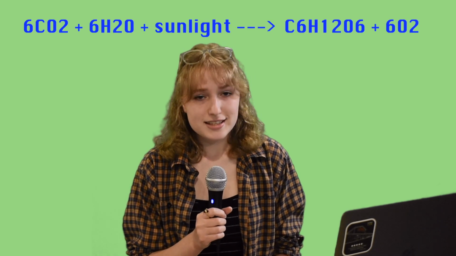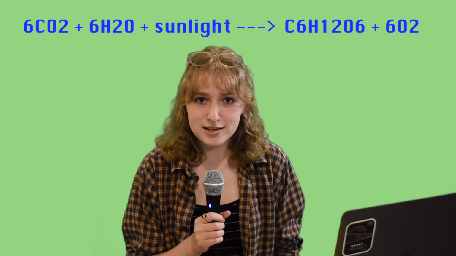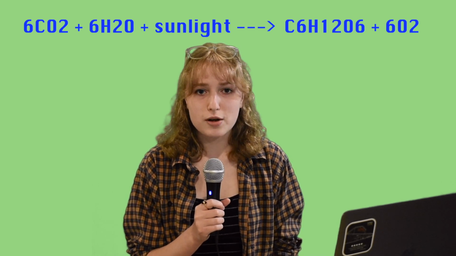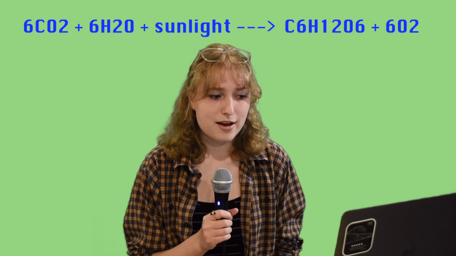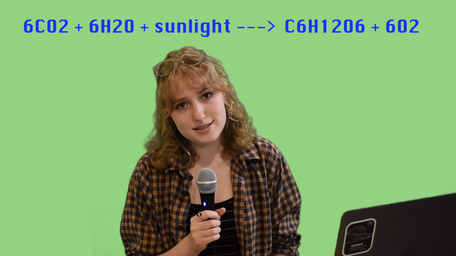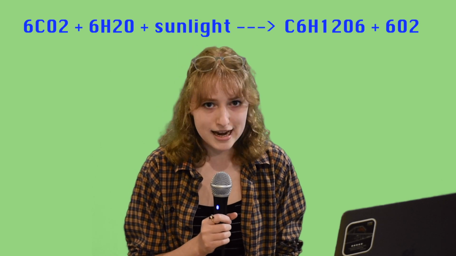The formula for photosynthesis is something that you need to drill into your head forever, and is as follows. 6 CO2 plus 6 H2O plus sunlight makes C6H12O6 plus 6 O2. In simpler terms, you have carbon dioxide plus water plus sunlight makes glucose and oxygen gas.